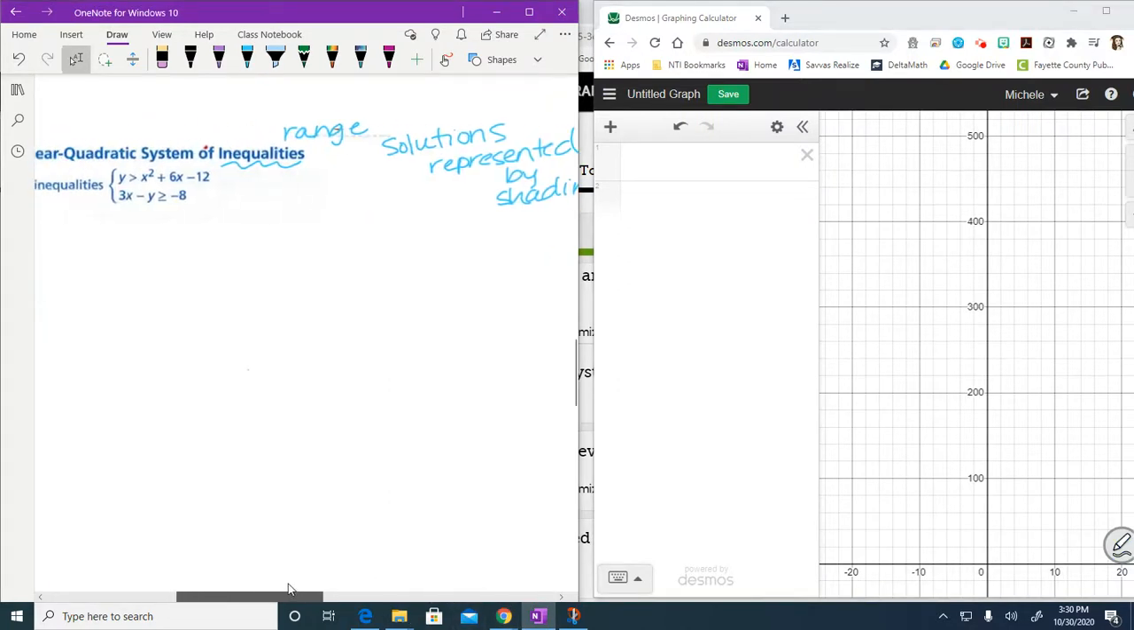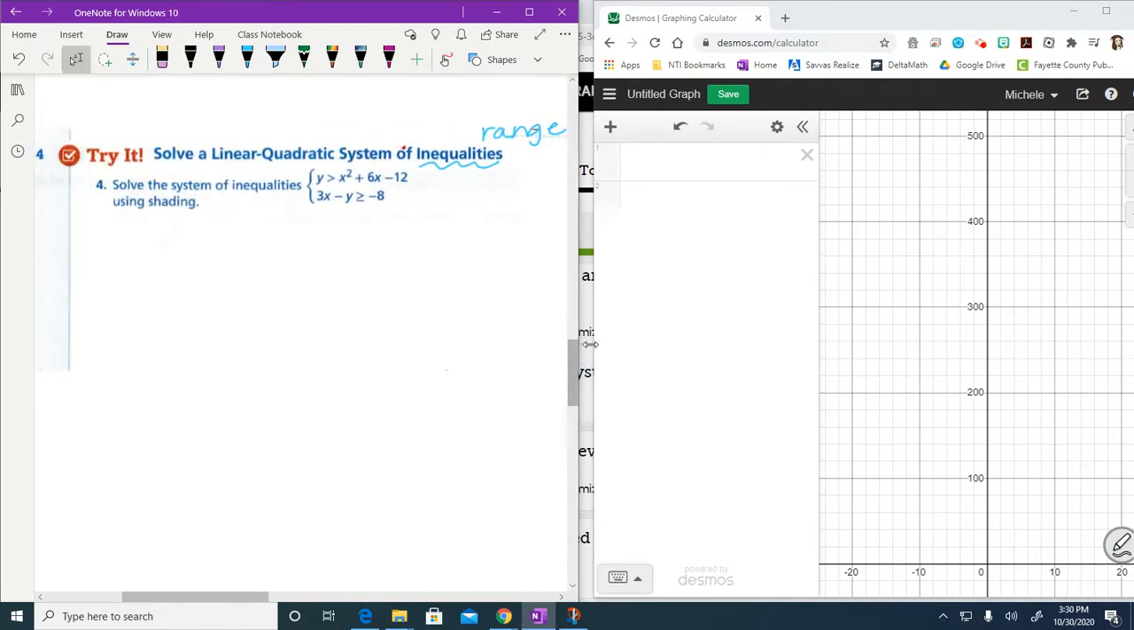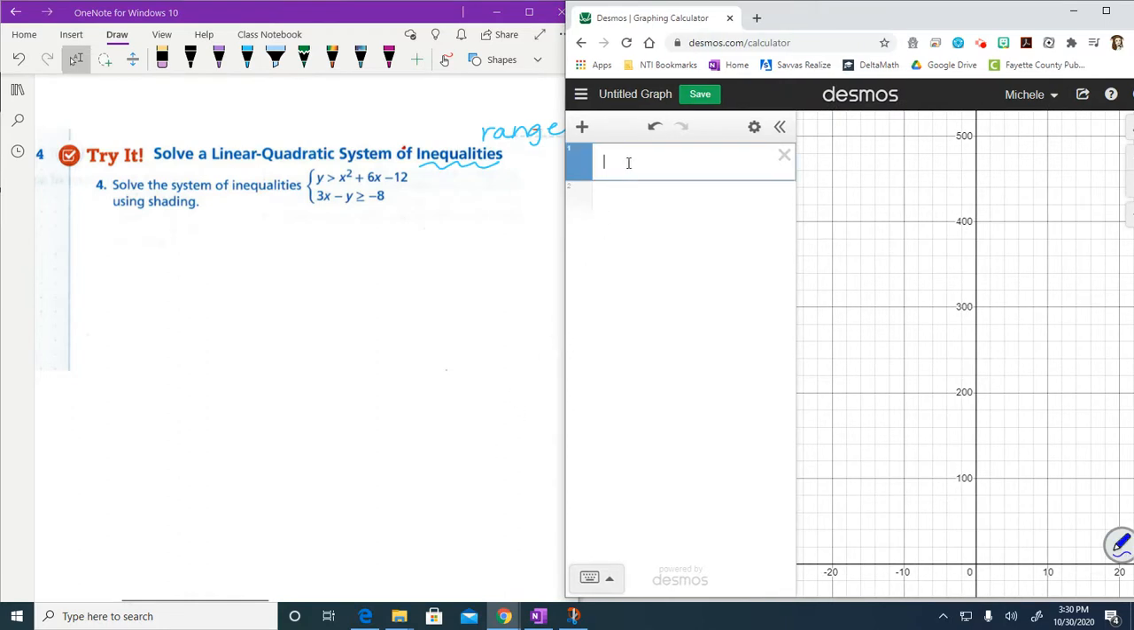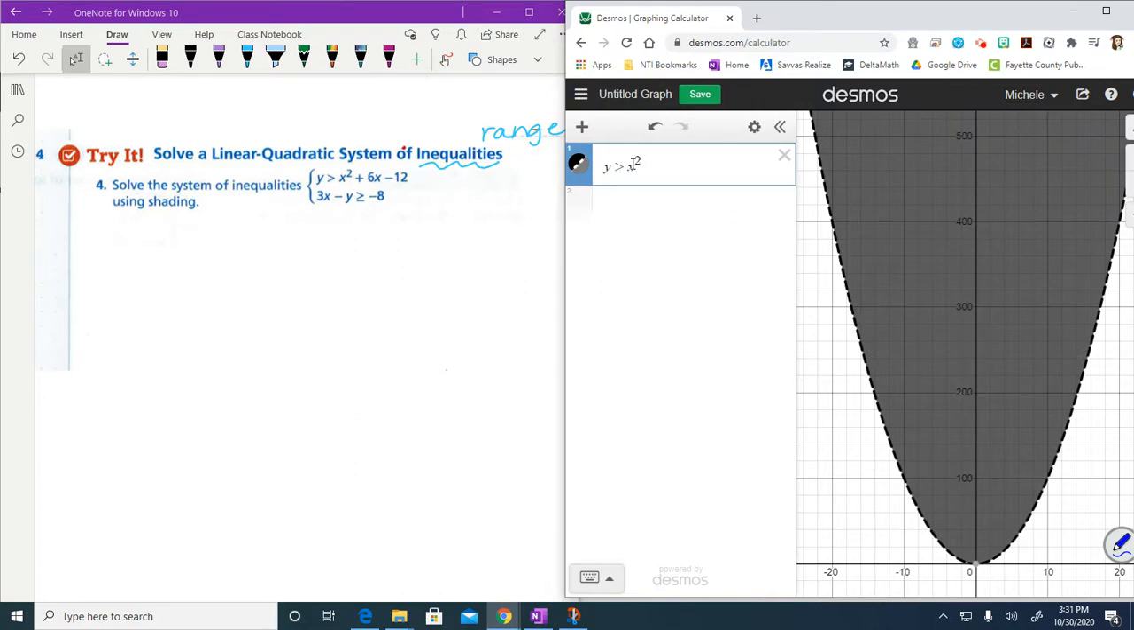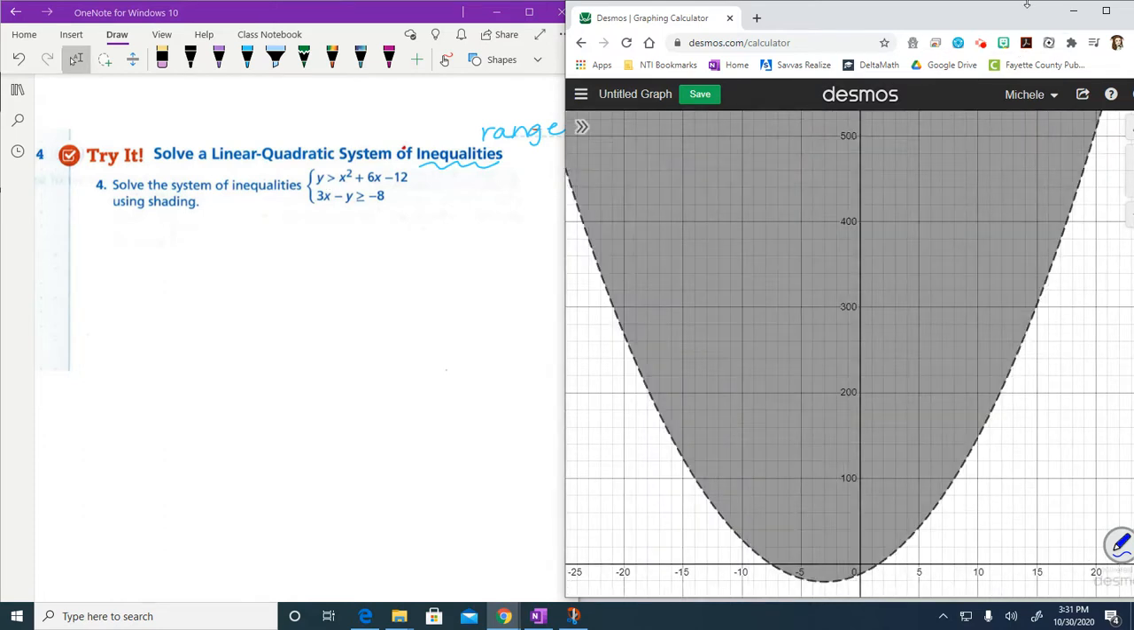Here it is. Okay, so I will type in y is greater than x squared plus 6x minus 12. Notice it says y is greater, so there's a dashed line, which means that the points on the parabola are not included, but the points just above and just below are included. And it also shaded the top region because it's saying it's all the points above the parabola.